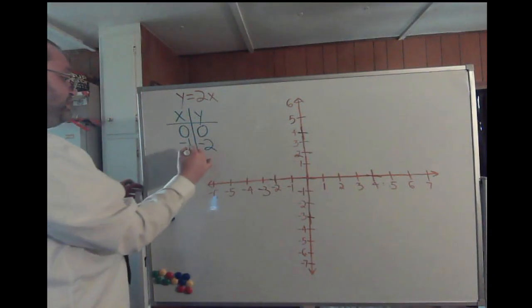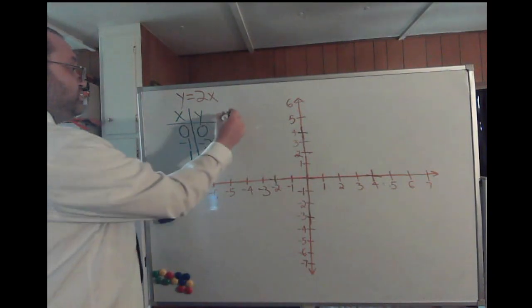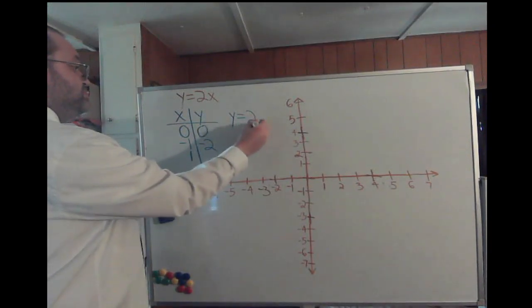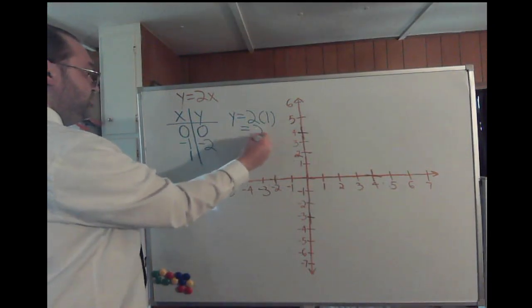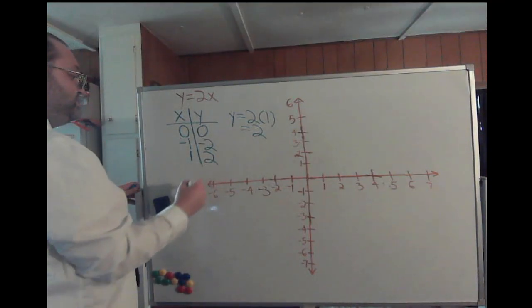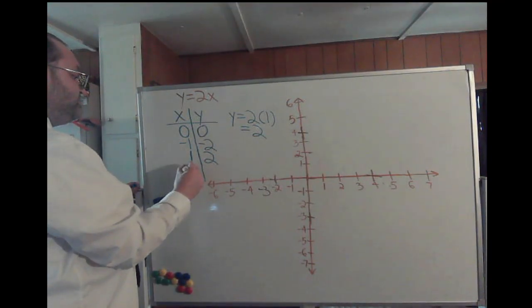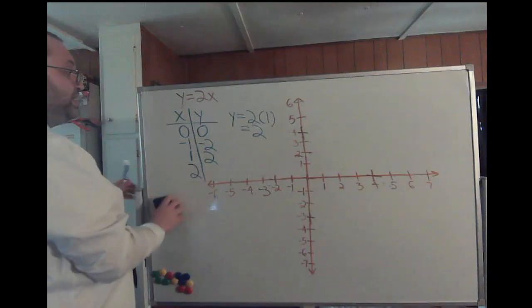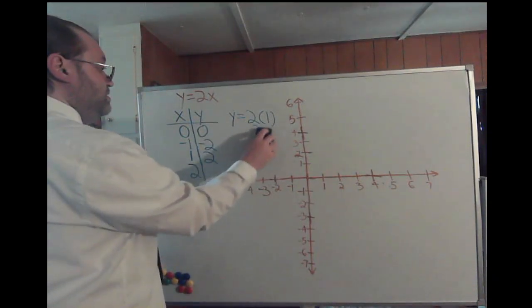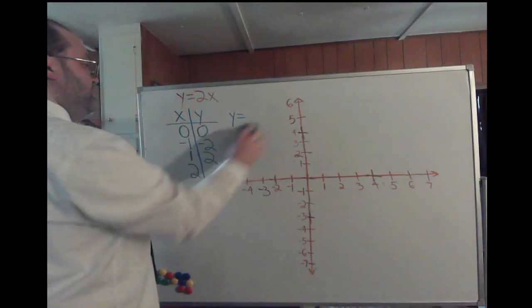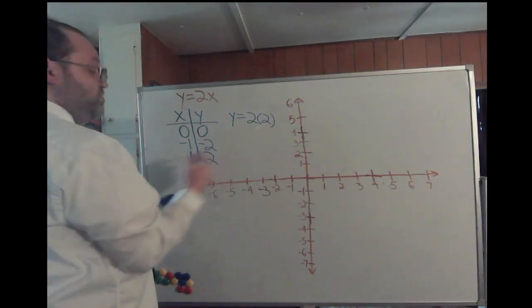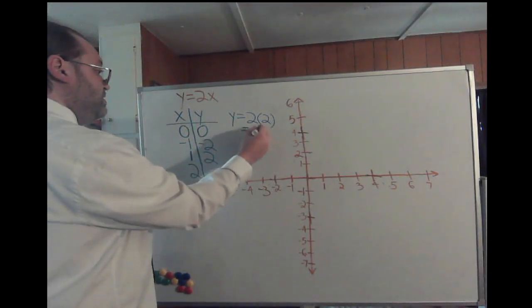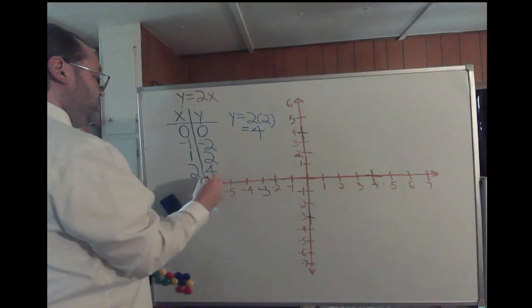Alright, this time let's do +1. So y would equal 2 times, we'll substitute +1 in for x. 2 times 1 is 2. So you get the point 1, 2. Then let's just, for good measure, do one more. We'll pick x is equal to 2. So you'll substitute in 2 for the x, so you'll have y equals 2 times 2, which we know happens to be 4. So you'll get the point 2, 4.